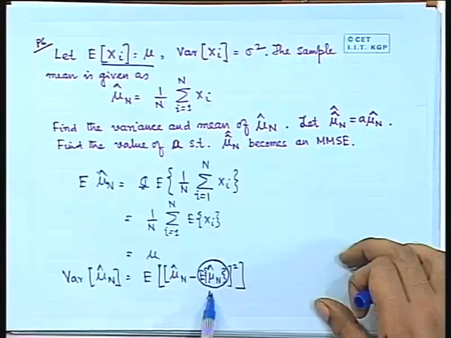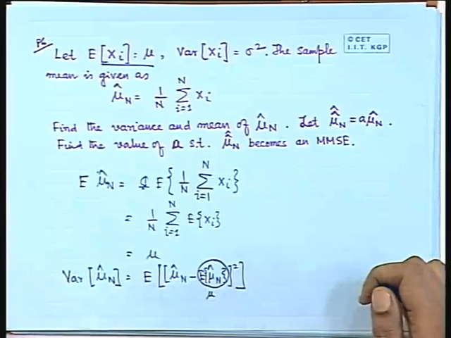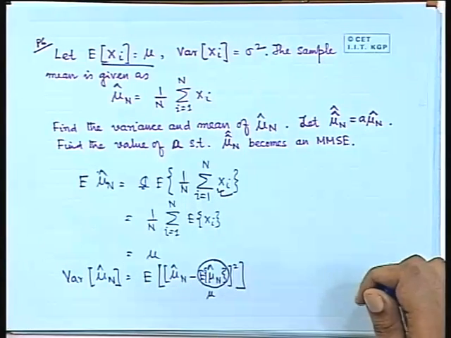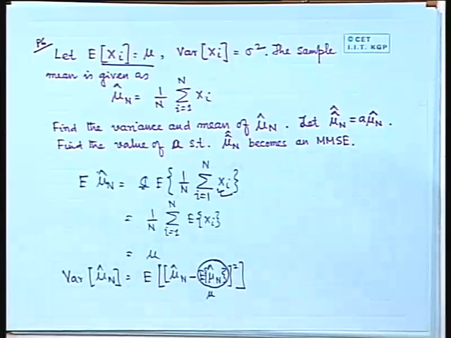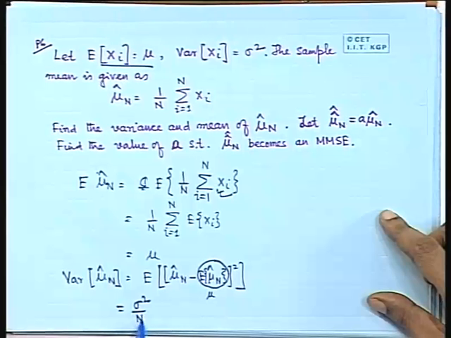This you have already calculated. Expand this, and in place of this you put this. So it becomes a plus b plus c plus d plus e, a sum whole square. You know what it is: expand it, a square plus b square plus c square plus d square, plus twice ab, 2bc, all terms open up, then take the expectation. You should get that this is equal to sigma square by n.